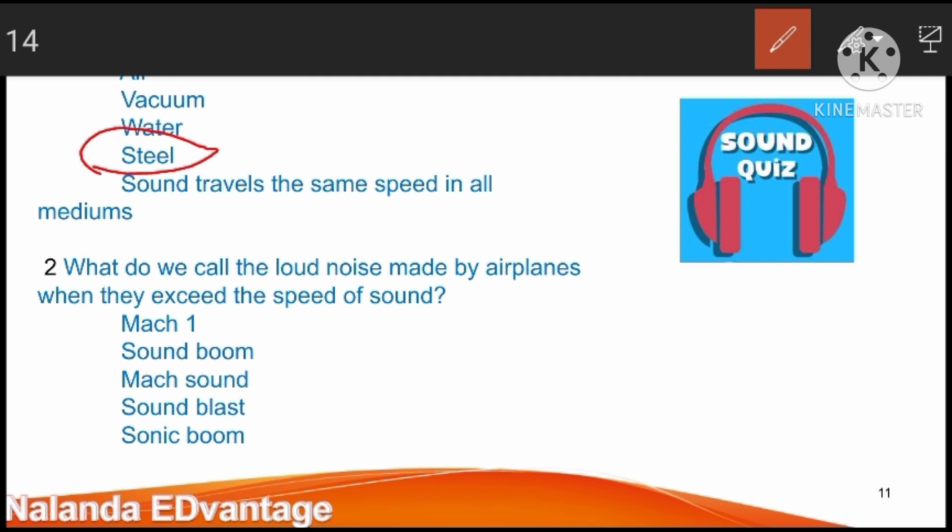Question number 2. What do we call the loud noise made by airplanes when they exceed the speed of sound? Is it Mach 1, sound boom, Mach sound, sound blast, or sonic boom? The correct answer here is sonic boom. That occurs when the speed of sound is exceeded.